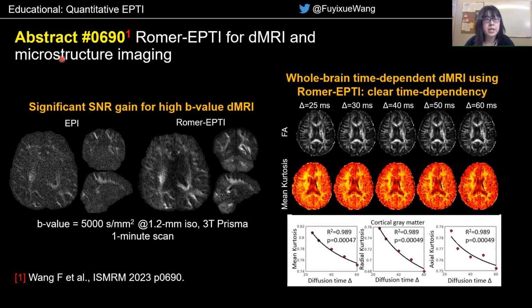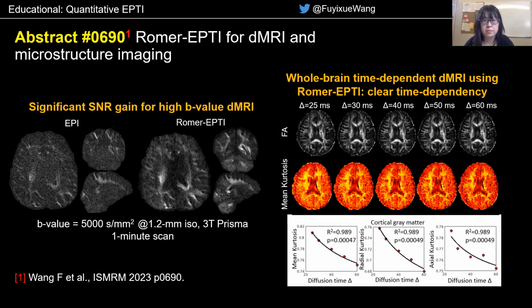And in another abstract, 690, Romer-EPTI can also provide high SNR diffusion MRI for microstructure imaging. For example, it provides significant SNR gain for high b-value diffusion MRI compared to the conventional EPI acquisition. It also provides efficient time-dependent diffusion MRI, and using the data acquired within a short scan, clear time dependency was observed.